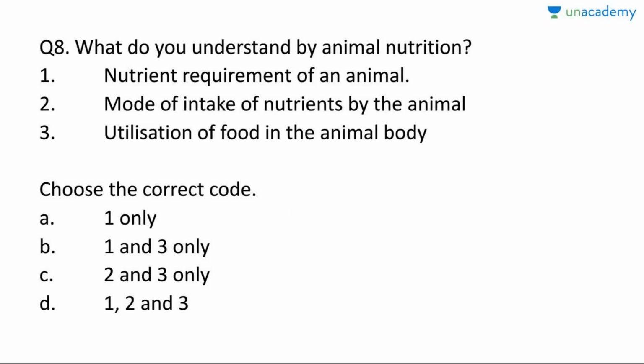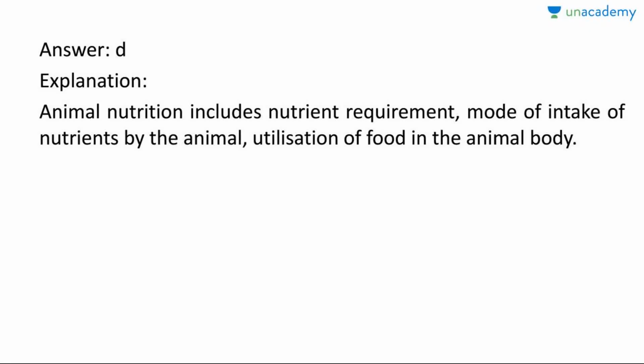What do you understand by animal nutrition? Nutrient requirement of an animal, obviously. Mode of intake of nutrients by the animal, yes. Utilization of food in the animal body, so all these are taken care of. So this is mentioned in the NCERT. Animal nutrition includes nutrient requirement, mode of intake of nutrients, and utilization of food in the animal body.